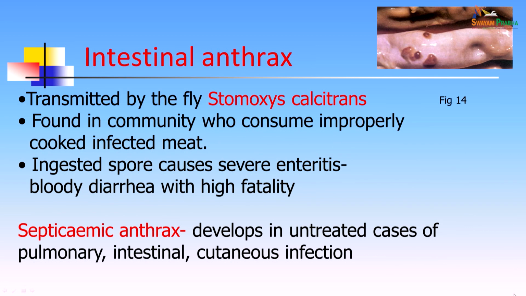The next type of anthrax is intestinal anthrax, which I told you was transmitted by the fly Stomoxys calcitrans. It is found in communities who consume improperly cooked infected meat. The spores are transmitted to the food by Stomoxys calcitrans, and when ingested they cause severe enteritis presenting as bloody diarrhea, and it has a high fatality. All these 3 types of anthrax, whether cutaneous, pulmonary or intestinal, can finally result in septicemia and present as septicemic anthrax, which develops in untreated cases of all the 3 types of infections, that is pulmonary, intestinal, cutaneous.